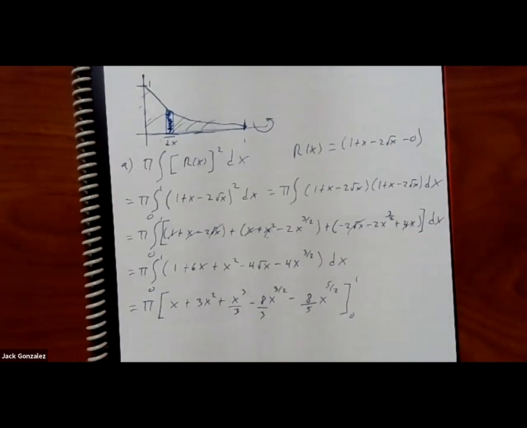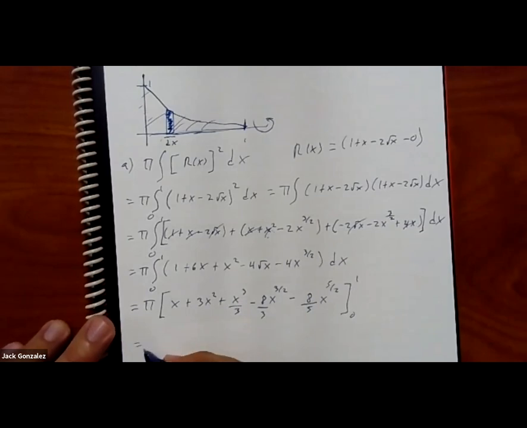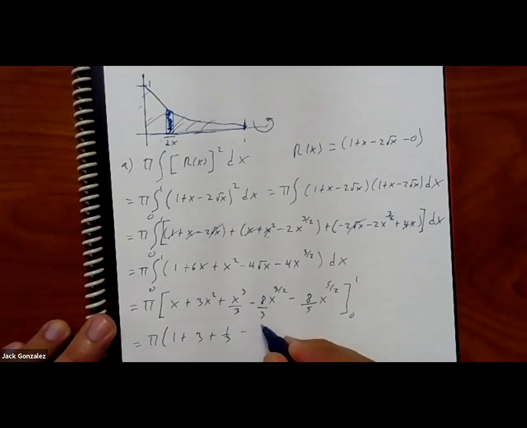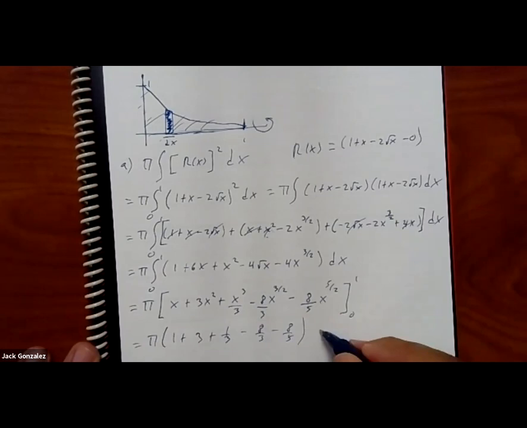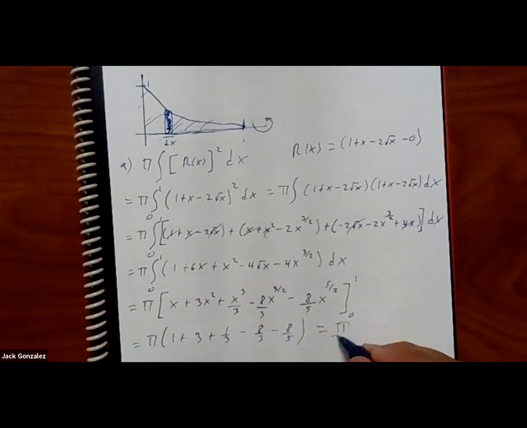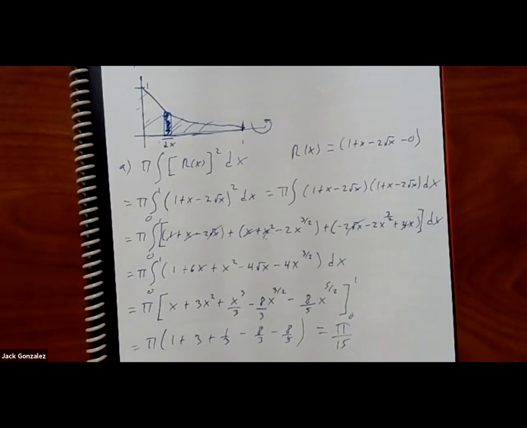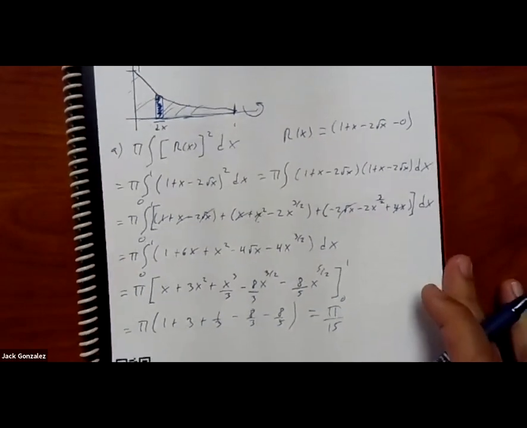Yeah. Okay. Plug in the 1 minus 0. So the 0 doesn't do anything. It's just the 1. So the answer will be pi times 1 plus 3 plus 1/3 minus 8/3 minus 8/5, which is something over 15. I'm skipping the numbers because we've done that lots of times already.